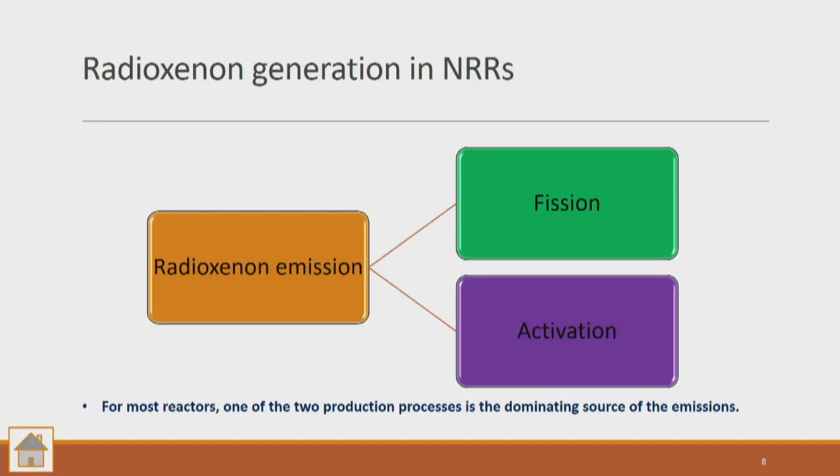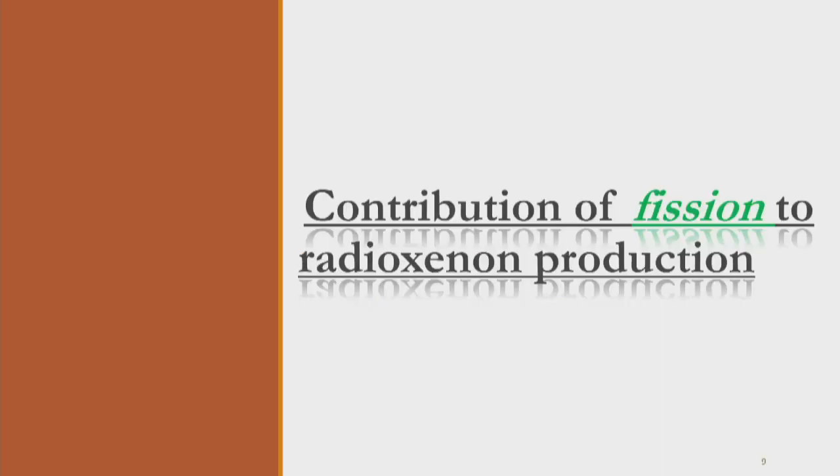And there are two different sources of radioxenon emission from nuclear research reactors, which are fission and activation. For most reactors, one of these two processes is the dominating source of emission, and both contributions should be considered as a total emission from nuclear research reactors.